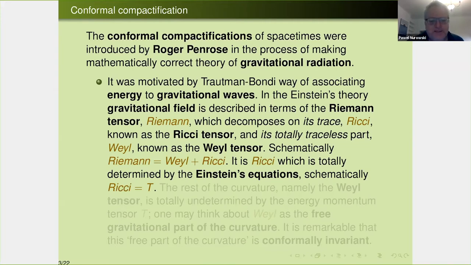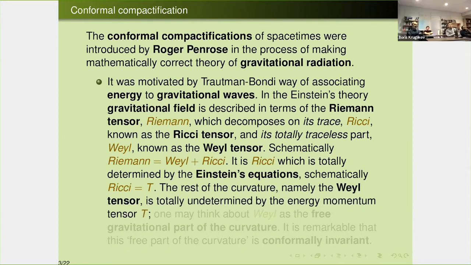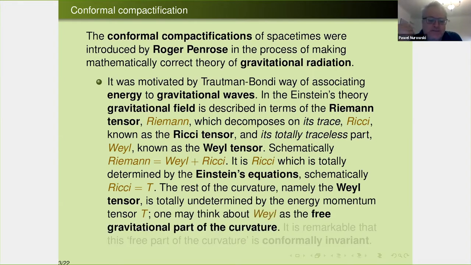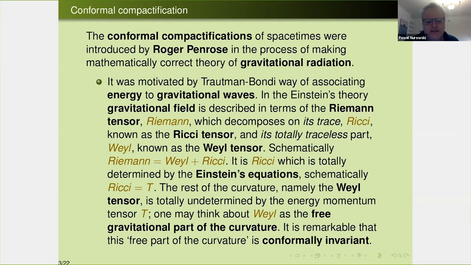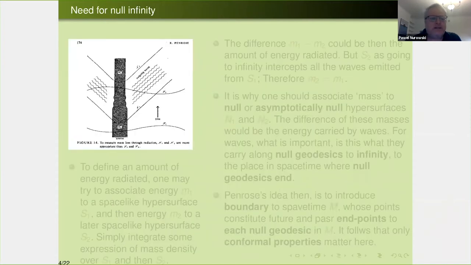On the other hand, the remaining part of the curvature, which is the Weyl tensor, is not determined at all by the energy-momentum tensor. And one may think about Weyl as the free gravitational part of the curvature. So somehow Ricci is totally determined by the Einstein equations, whereas Weyl is something free. So what is remarkable is that the Weyl tensor, in proper placement of indices, is conformally invariant. So this free part of the curvature is conformally invariant, okay? So this picture is from Roger Penrose's paper.